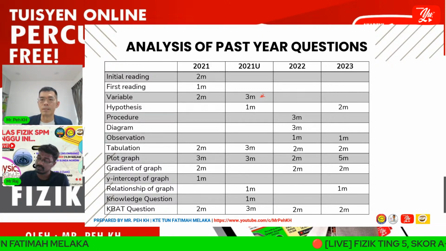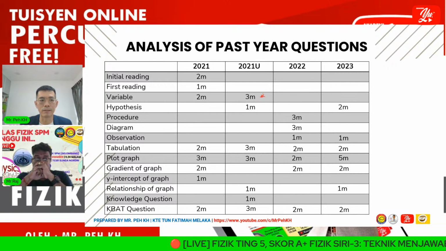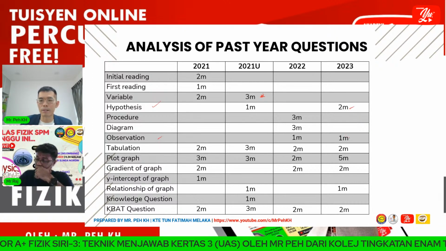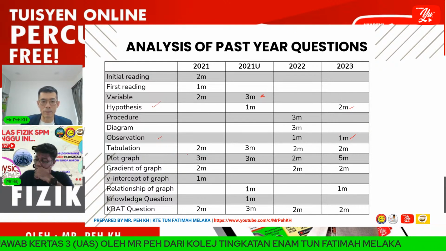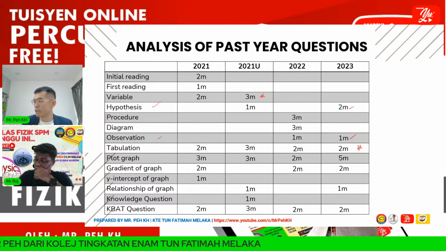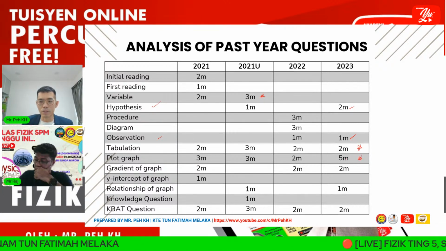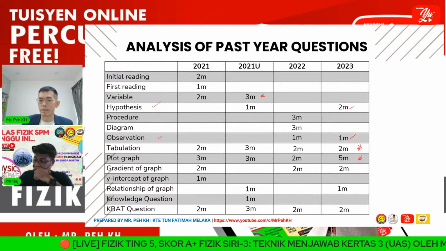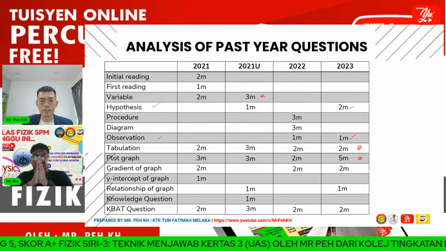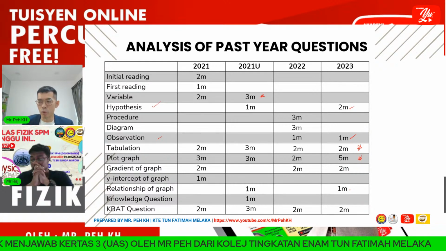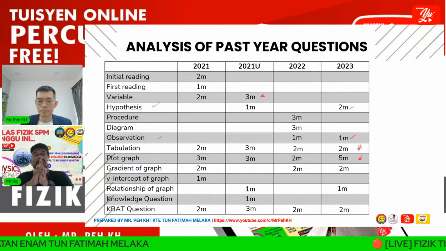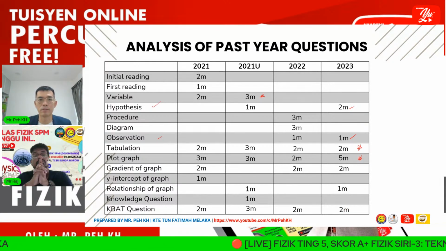Okay, then the next year, there will be 2023. So the question related here will be hypothesis, 2 marks. Okay, then observation, 1 mark. Tabulation, again, you see 2 marks. So that means tabulation seems like a popular question. So it's never missed. Again, plotting the graph is 5 marks for the year 2023. Okay, so it's considered very, very high marks already, 5 marks out of a total of 50. Okay, then gradient of the graph, relationship between the MV and RV are here. Again, there will be 2 marks question related to KBAT question. Okay, so this will be the analysis of the questions where we already went through these 3 years.